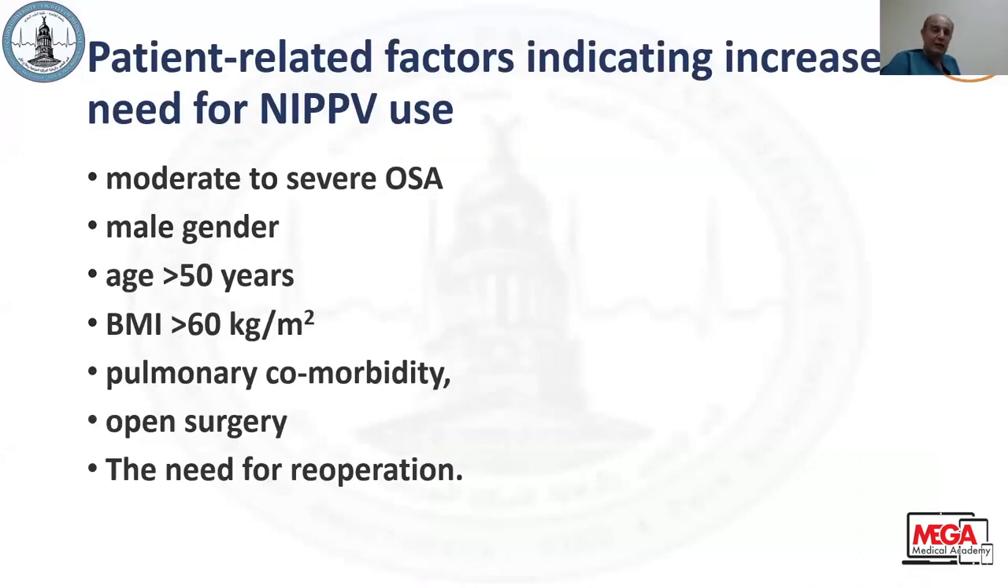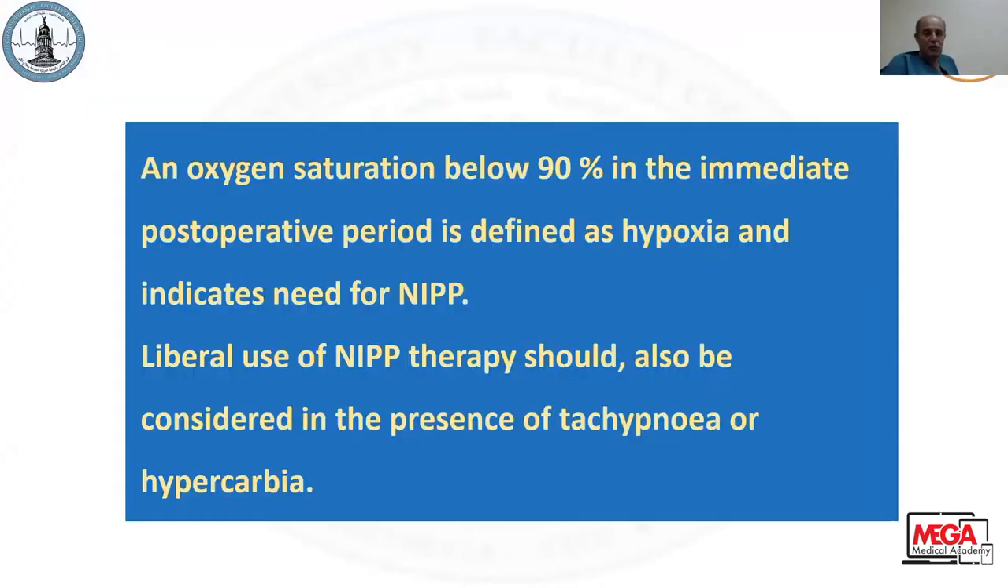The patient-related factors indicated the increased need of non-invasive positive pressure ventilation use are the moderate to severe OSA, the male gender, ages more than 50 years, BMI more than 60, pulmonary comorbidity, and the need for reoperation. Any patient with oxygen saturation below 90% in the immediate postoperative period is defined as hypoxic and indicates the need of non-invasive positive pressure ventilation.